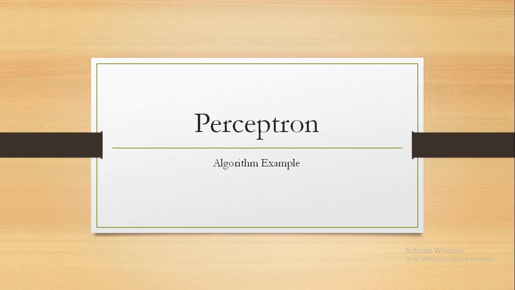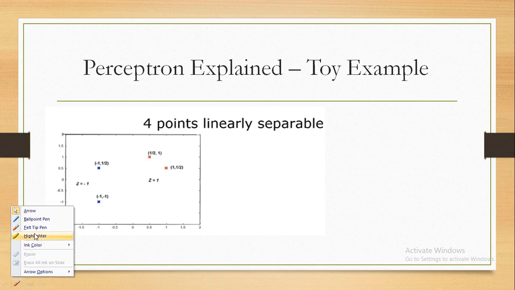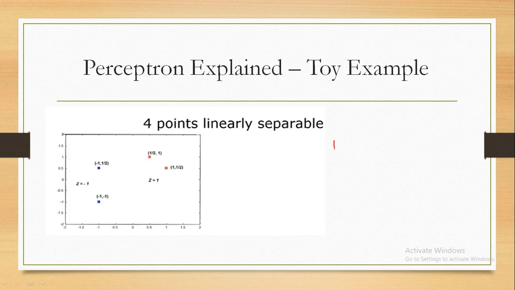So now let me take an example of this perceptron algorithm. Here I have 4 different points: 2 blue points and 2 red points. Okay, 2 blue points and 2 red points. Now let me create a table, and just consider we have 4 points. Let me label them 1, 2, 3, and 4.